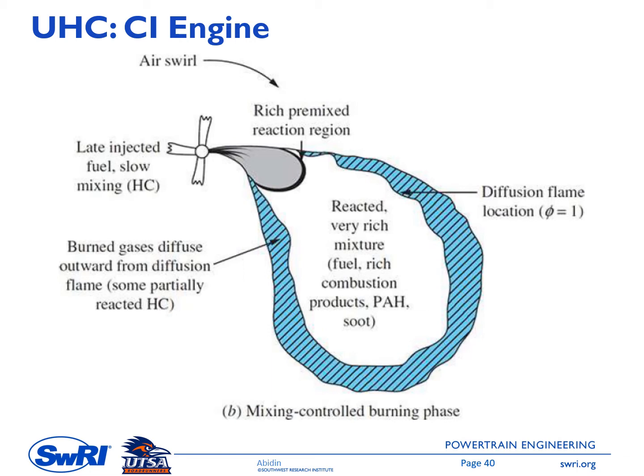And this one is the schematic during the mixing controlled combustion period. We have burned gases that diffuse outward, this one, and some of the hydrocarbon will be formed in this zone. And then we have a reacted very rich mixture, so this will also be a source of the hydrocarbon emission, along with other emissions that we will discuss later. This is soot.